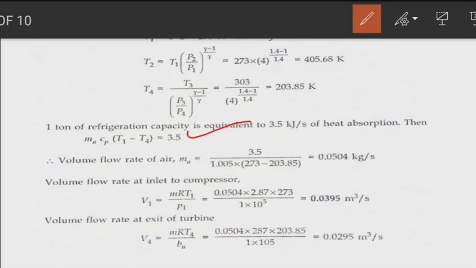ഇതിൽ നമുക്ക് കണ്ടുപിടിക്കേണ്ടത് എം എ ആണ്. സോ എം എ ഈക്വൽ ടു 3.5 ഡിവൈഡഡ് ബൈ സി പി വാല്യൂ. എയറിൻ്റെ സി പി വാല്യൂ എന്ന് പറയുന്നത് എത്രയാണ്, 1.005 ആണ്. അത് കോൺസ്റ്റൻ്റ് വാല്യൂ ആണ്. സോ 1.005 ഇൻറ്റു T1, T1 എന്ന് പറയുന്നത് 273 കെൽവിൻ. ഓക്കെ, ടെമ്പറേച്ചർ നമുക്ക് തന്നിട്ടുണ്ട് 273 മൈനസ് 203. T4ൻ്റെ വാല്യൂ 203.85 എന്നുള്ളത് നമ്മൾ നേരത്തെ കണ്ടുപിടിച്ചിട്ടുണ്ട്.